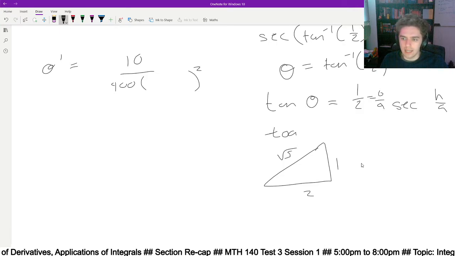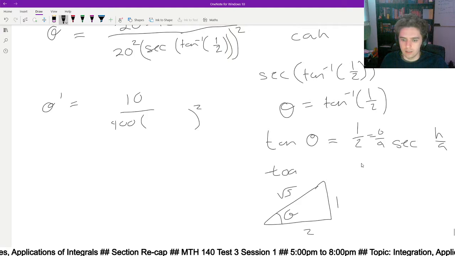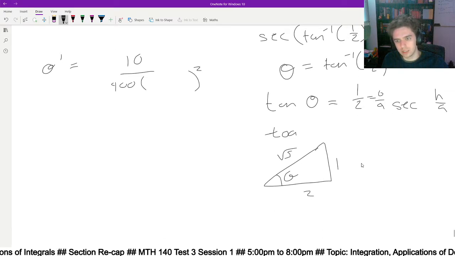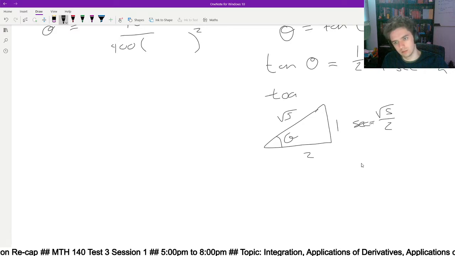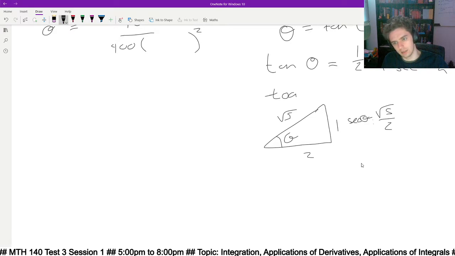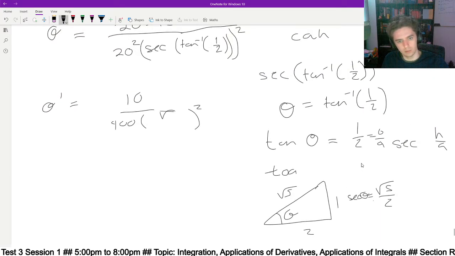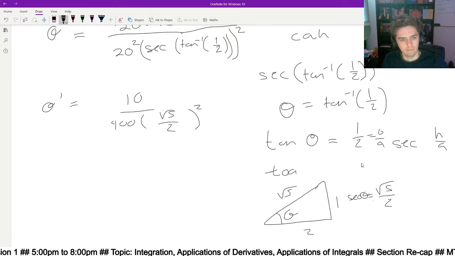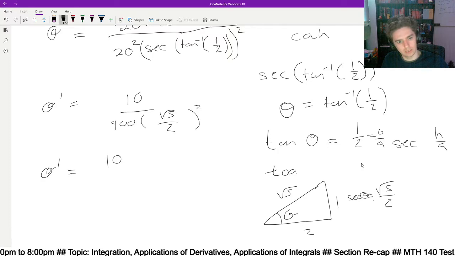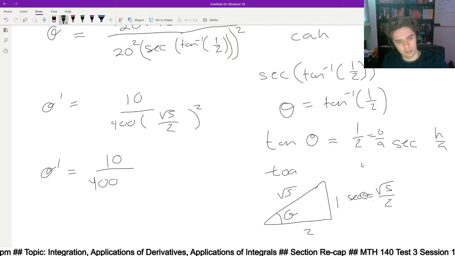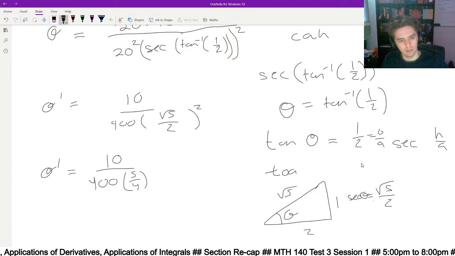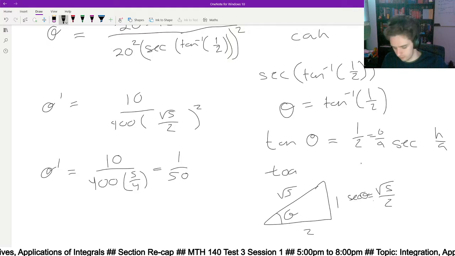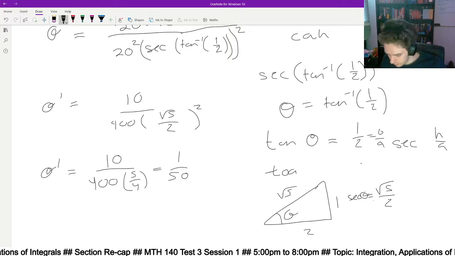So the secant of that same angle, if this is our theta, is going to be hypotenuse over adjacent, so root 5 over 2. So secant theta equals root 5 over 2. So theta prime equals 10 over 400 times 5 over 4. So 10 over 500, 1 over 50. And that's my answer for that one.